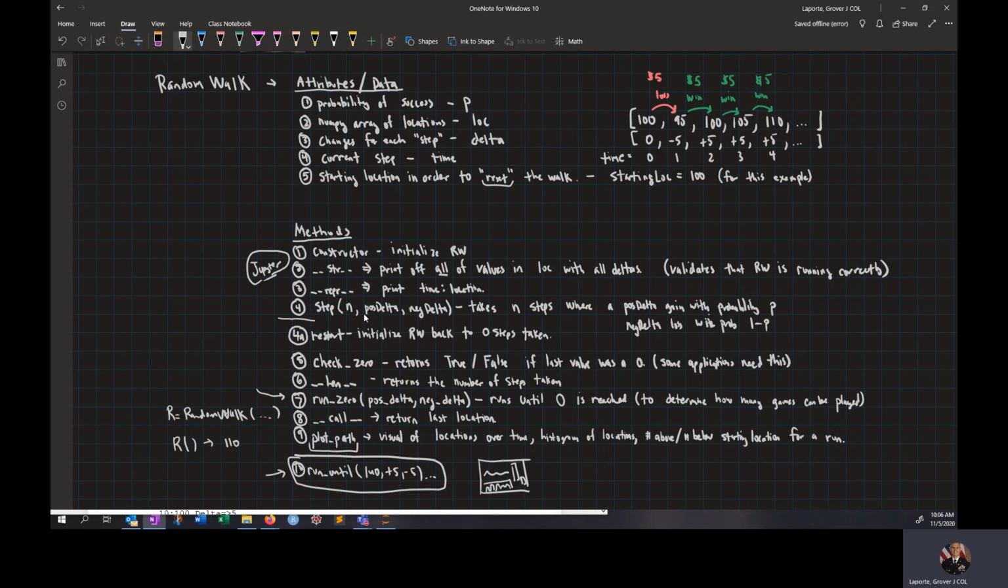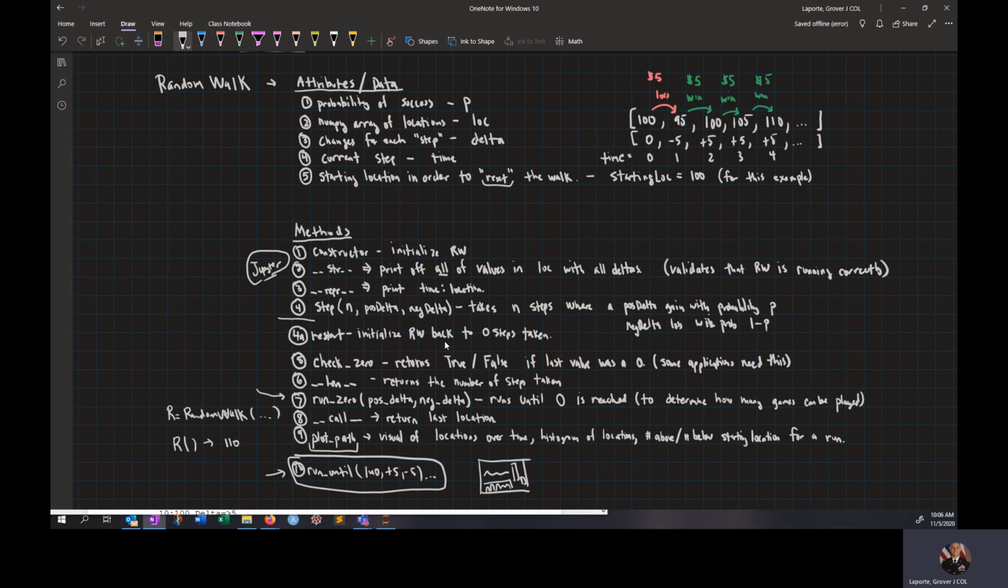So step is just taking a step, or n steps, I should say. So it's gonna take n steps, and with probability p, you're going to go positive direction. With probability 1 minus p, you're going to go negative direction. So we already know what p is. P is one of our attributes, and then we're going to pass in what positive and negative are.